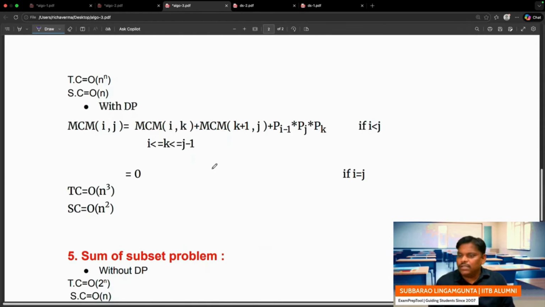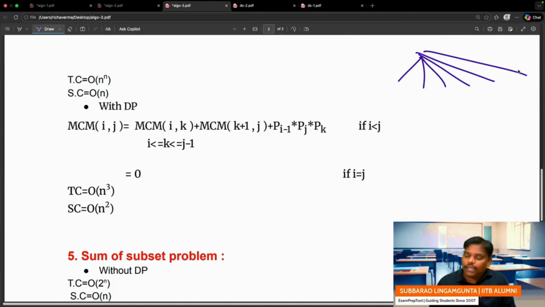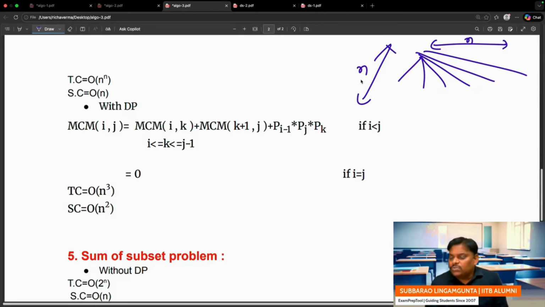I think there are so many possibilities. You will get the n-level tree, n matrices are there. Almost you will get an n-level n-ary tree. So breadth is also almost n, depth is also almost n. In the previous problem, breadth was almost like a binary tree and depth was n, but here breadth is n and depth is n, so the time complexity is n power n. Space complexity is based on the number of levels, so n.